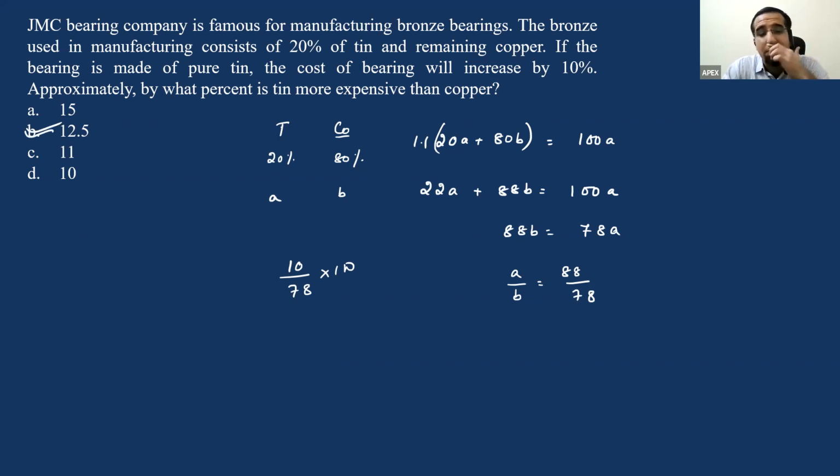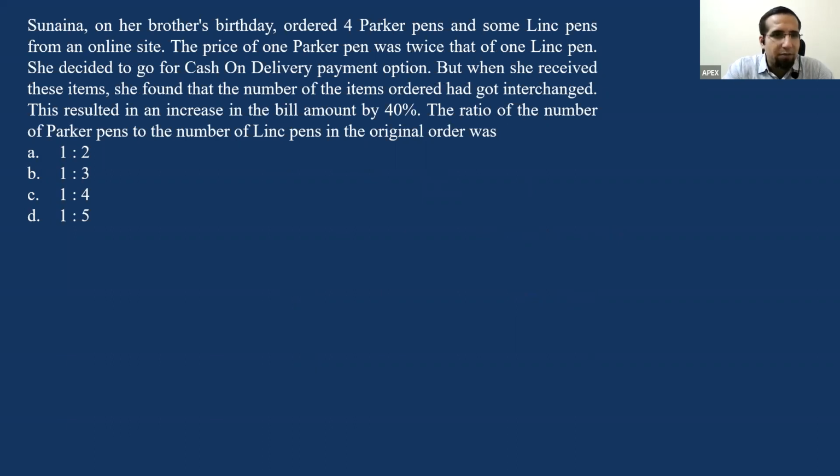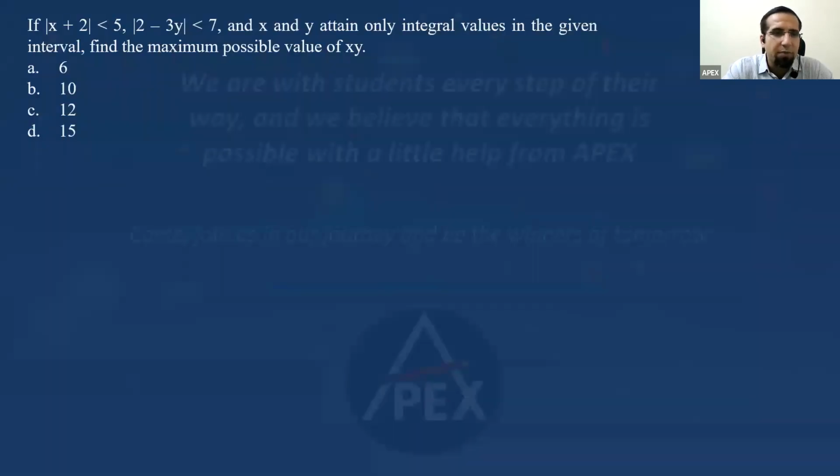That's why the question has used the word approximately. You need not use your calculator to get your answer. 10 by 78 is very close to 10 by 80, and 10 by 80 as a percentage is 12.5%. So you don't need a calculator to get your answer because options are also very far away. Right? So we're coming almost to the end of the paper, guys. Just 2 more questions to the end of the paper.